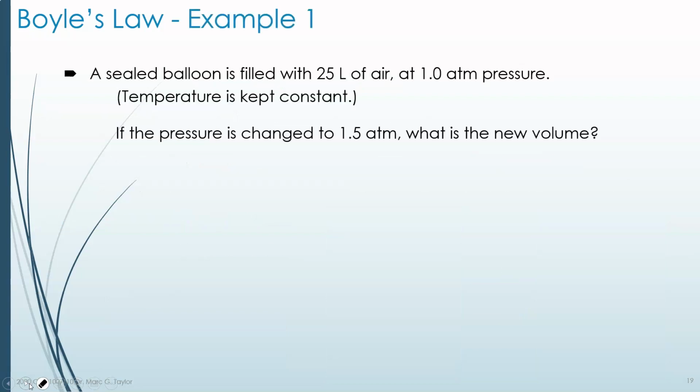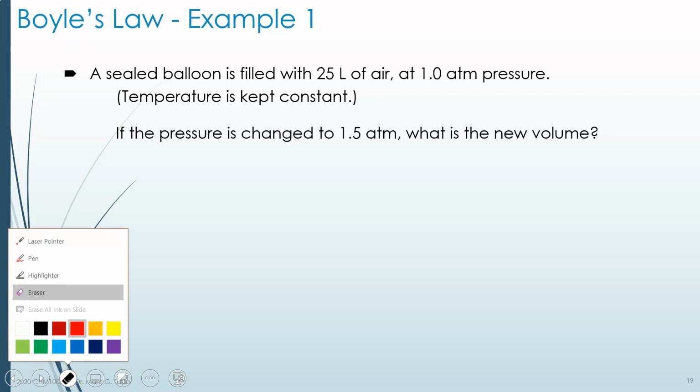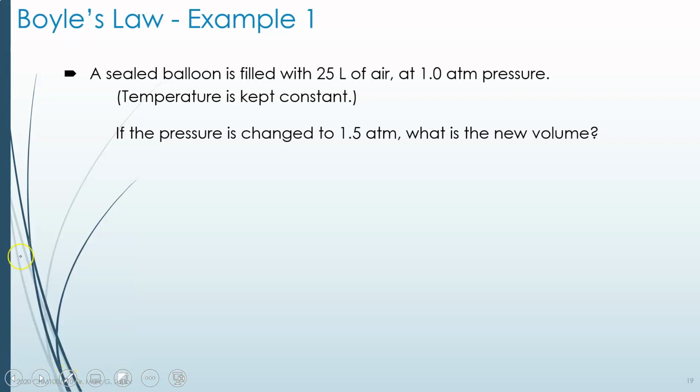So let's look at some examples. A sealed balloon is filled with 25 liters of air at 1 atmosphere pressure. Temperature is kept constant. So you already know quite a few things. And let's make a table here to keep track of some of these things. I'm going to pull up my pen marker here, and we'll make a table.